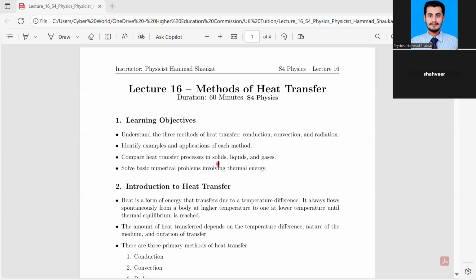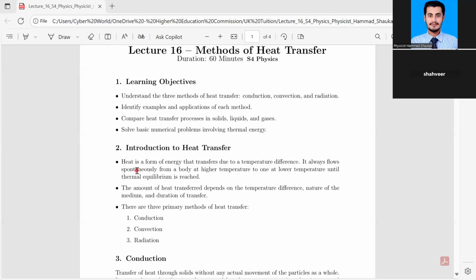In solids, the mode of heat transfer is different as compared to liquids. And in liquids, the mode of heat transfer is also different from gases. So heat transfer in all these states occurs in different scenarios, and we will discuss it briefly. Then at last, we will solve some basic numerical problems involving thermal energy.